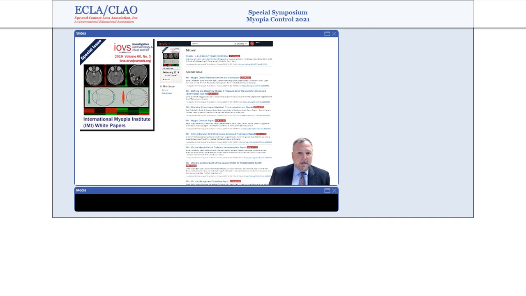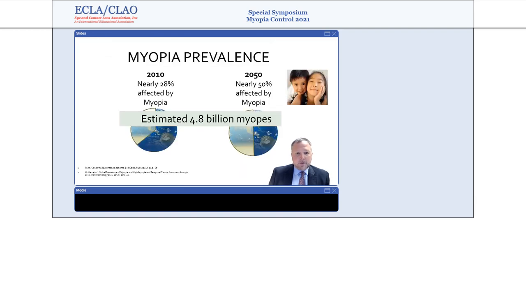A lot of interest scientifically in myopia management. In 2019 in IOVS, we published a series of International Myopia Institute white papers on all aspects of myopia, from defining and classifying it to experimental models, to genetics, to clinical trials, industry guidelines, and the like. So a lot of scientific interest, obviously, in myopia and its management today. As you heard from Debbie Jacobs, the prevalence of myopia is just massive. In 2010, we had nearly 28% of individuals affected by myopia. In 2050, we predict that there will be nearly 50% of individuals affected by myopia. So again, coming back to the market, there's significant interest in the market and obviously a need in the market to look at myopia and myopia control.